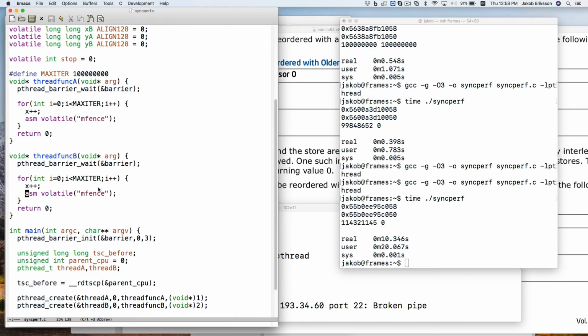Is there a contention to get the same cache line exclusively? Yeah, but there would be in both cases. We're trying to write to the same cache line. But the mFence somehow makes it much worse. How much worse, actually? So this was what, 10 seconds? And it was half a second before, so it's like 20 times worse.